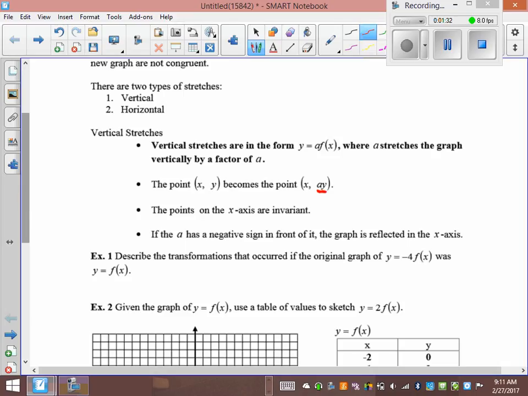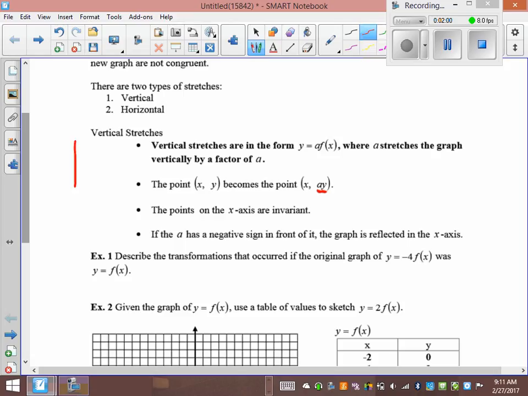They stretch our y. So we're going to multiply our y's by it. What we've done so far is we've multiplied our x's or y's by -1 if we had a reflection on them, and we'd add to them or subtract from them if we moved up or down or left or right, correct? Vertical stretches just multiply the variable by it. So if we have a vertical stretch by a factor of a, x is going to stay the same, and my y is going to be multiplied by a. The points are invariant on the x-axis.